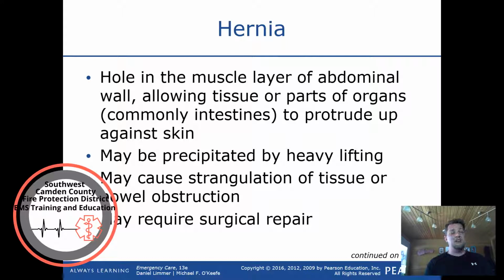It can be precipitated by heavy lifting. They're straining. They're using their abdominal muscles to lift. So when they use those abdominal muscles to lift, it stretches and allows the organs or whatever to protrude up into that hole. This can cause strangulation of the tissue or even a bowel obstruction, and it may require surgical repair as well.